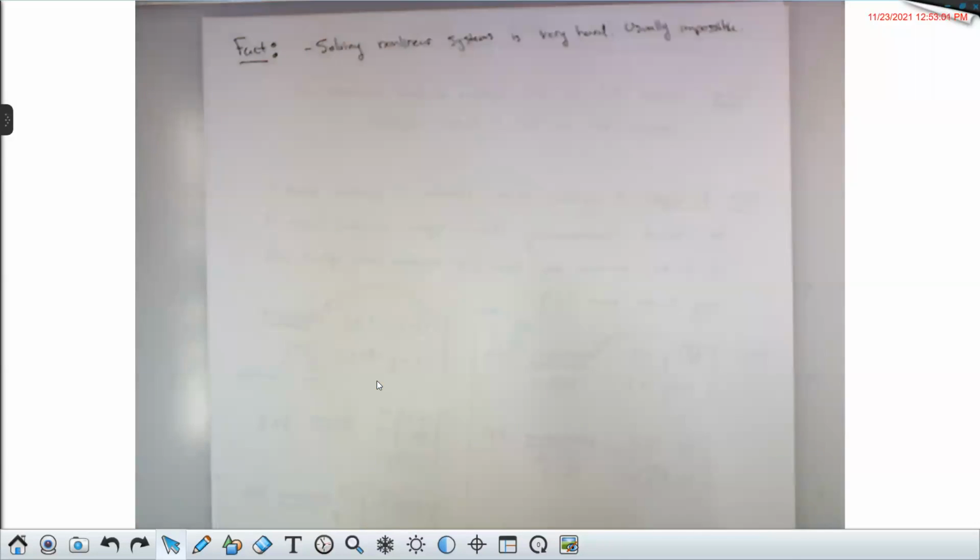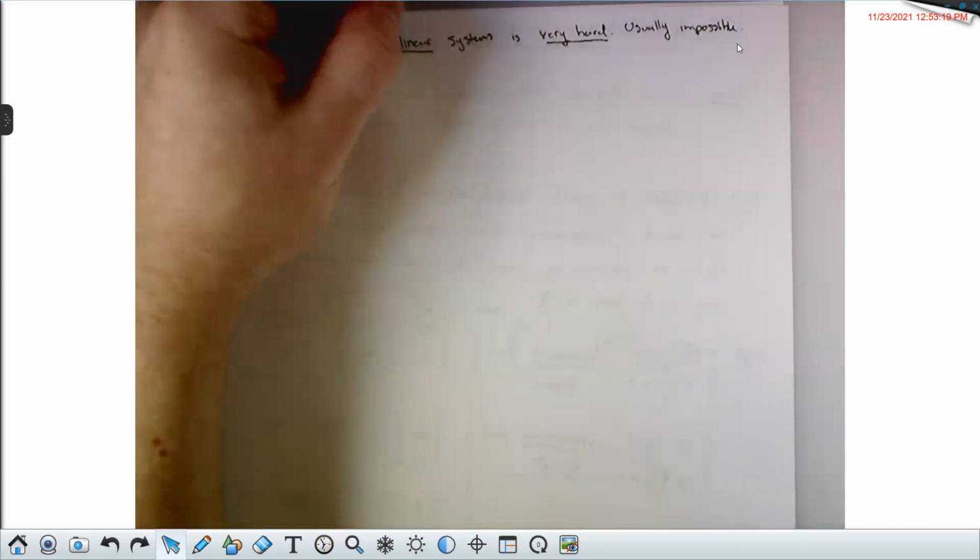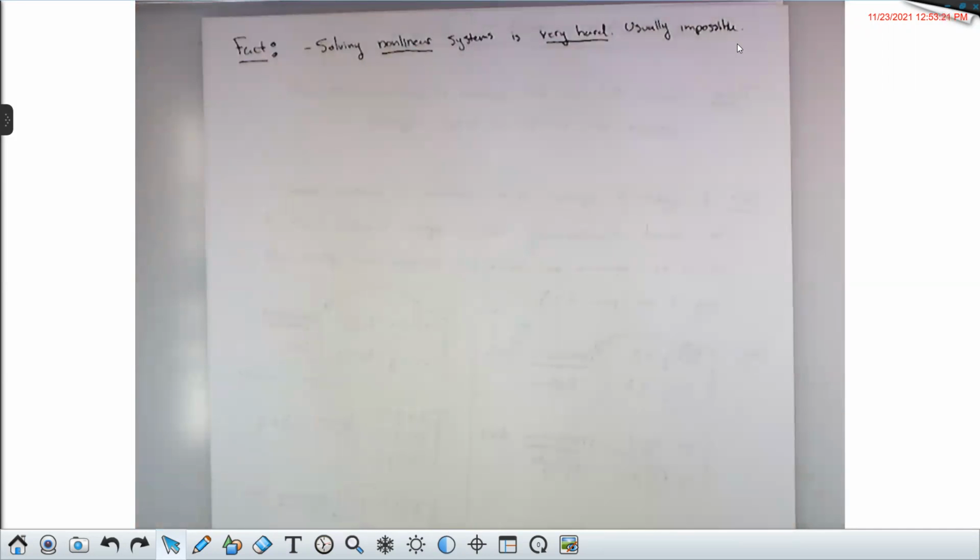I don't mean like solutions don't exist. I mean, even if you have a nonlinear system where you're 100% sure that a solution exists, finding that solution exactly is almost always impossible. And I don't just mean for us as pre-calculus students, I mean in general, mathematicians are terrified of nonlinear systems.